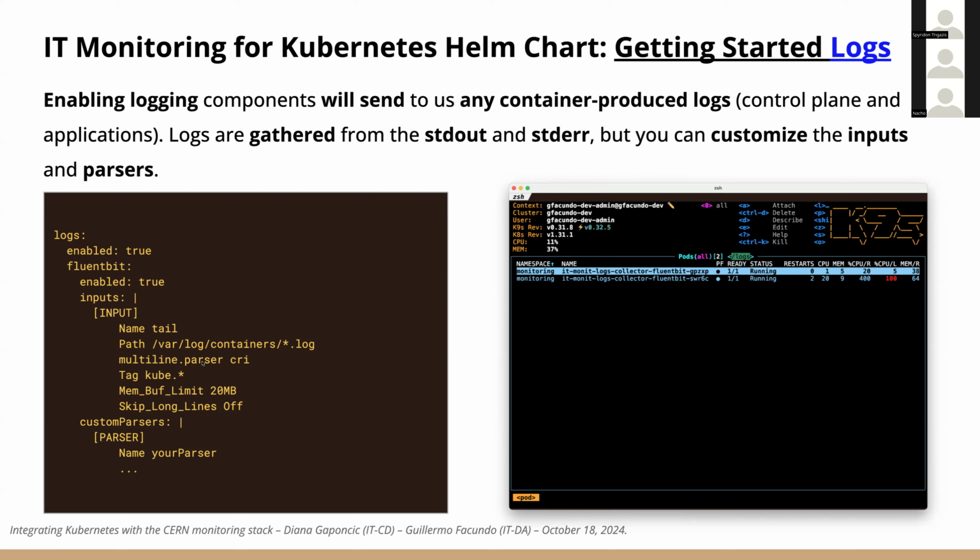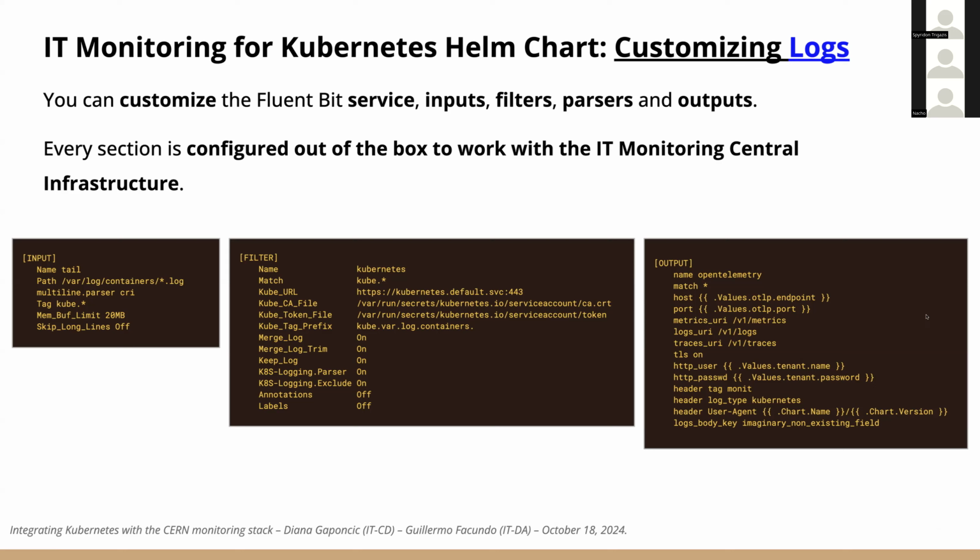By default, here are the three main components of the configuration. So the input, what we do is a tail of every log produced by a container on every node. Then we filter. This is the Kubernetes filter, which basically helps us to enrich with Kubernetes metadata, for example, annotations and labels. In this case they are disabled, but you can enable them if you want. They are disabled because they produce a lot of noise. And the output in this case would be to OpenTelemetry.